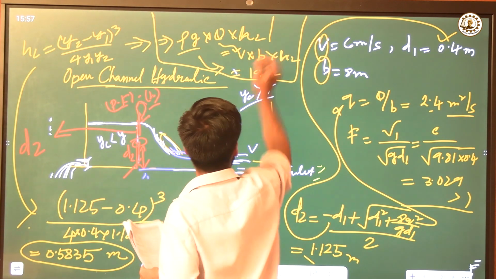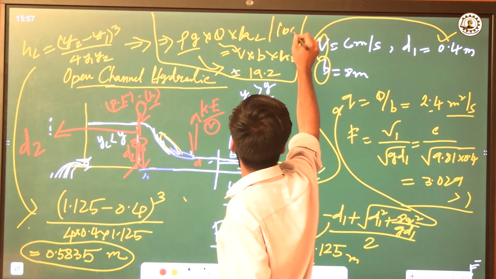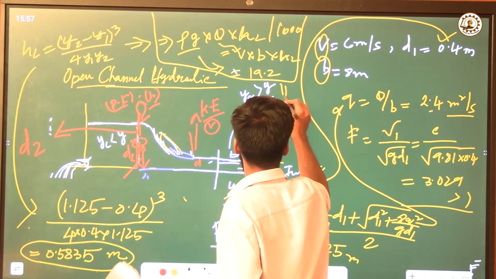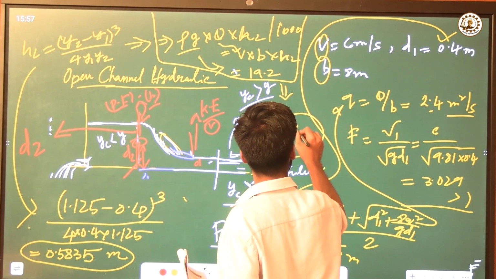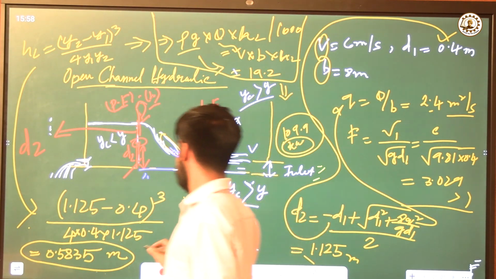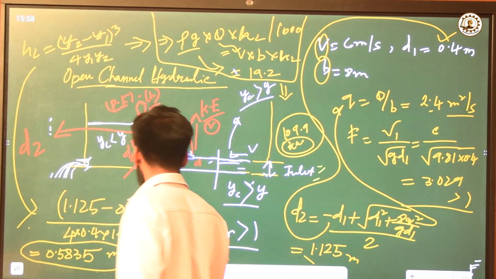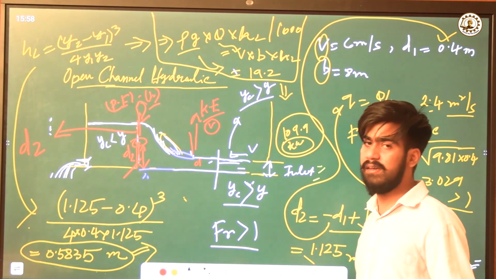Now the power loss is measured in kilowatts, so there will be a 1000 divided by this, so we can have the value of 109.9 kilowatt. This is the power loss due to the hydraulic jump, this is the energy loss of the hydraulic jump, and this is the flow depth after the hydraulic jump.